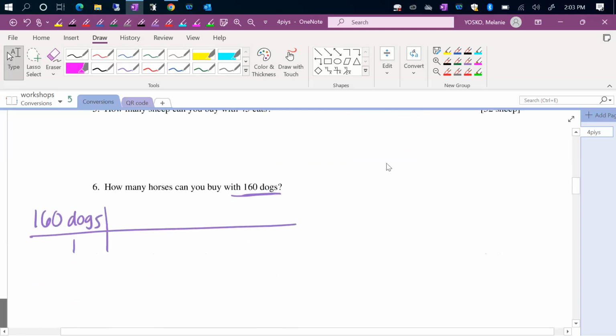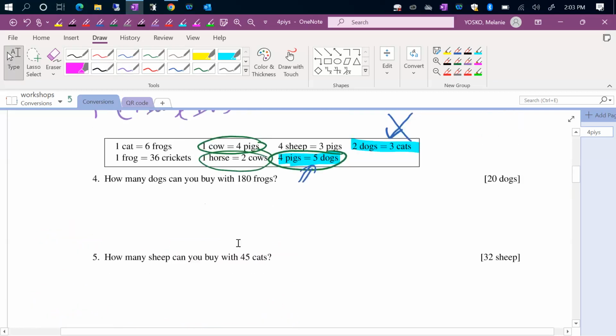Where do I need dogs to be next? In the denominator. So I need a conversion that says dogs, and I need to put the dog part in the denominator. So which one? 2 dogs and cats? Nope. The cats didn't work, remember? Okay. Oh, the 4 pigs, wait.